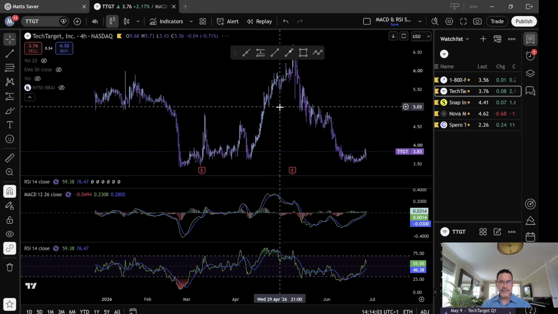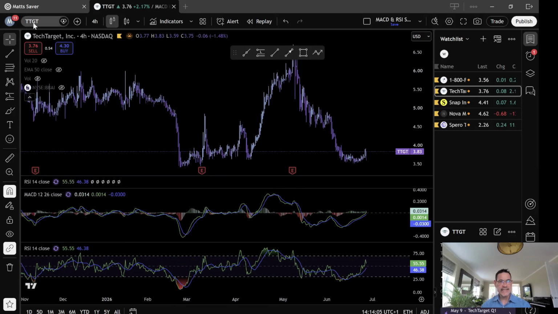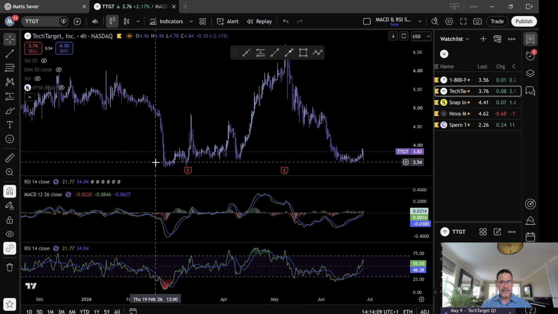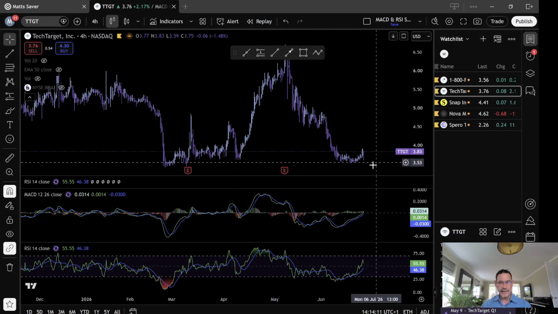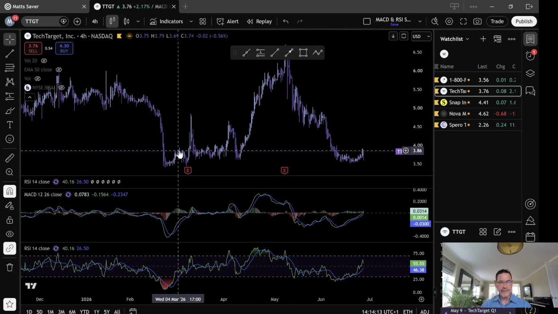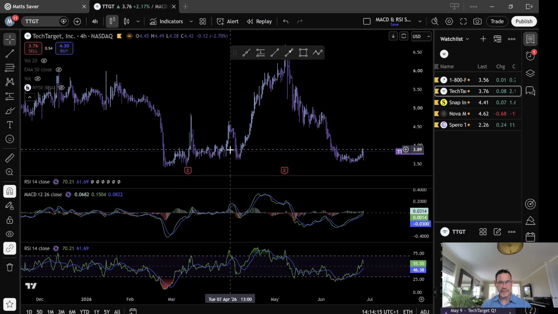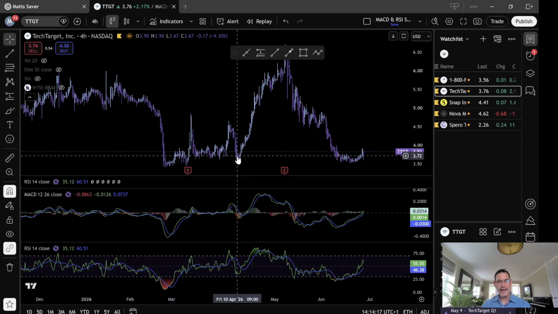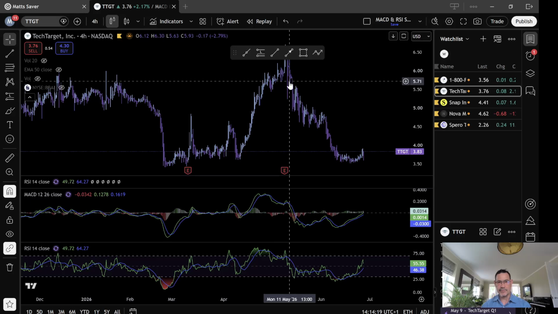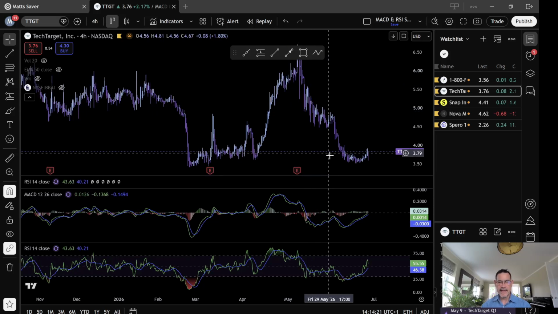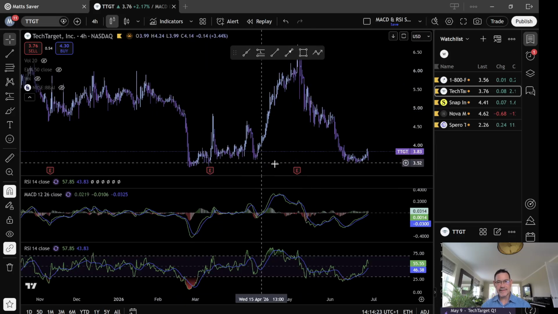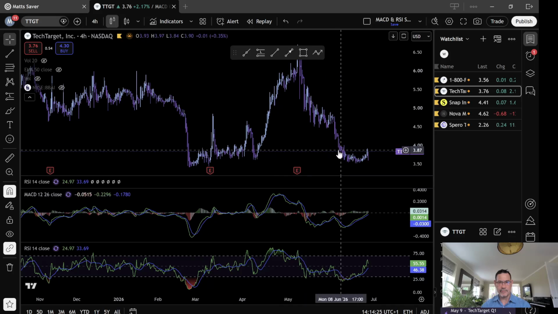So let's hop down to the second one, shall we? We are TTGT. This is the stock. So we can see there's a very broad area of support here. It's been oscillating or ranging around this area. It dipped, and then there was a spike in the price action. So it's come down again, and it does seem to have hit this area of support.